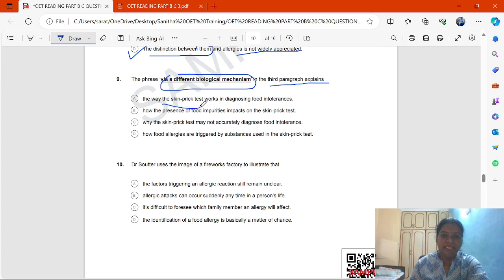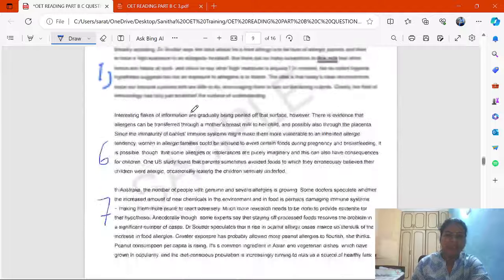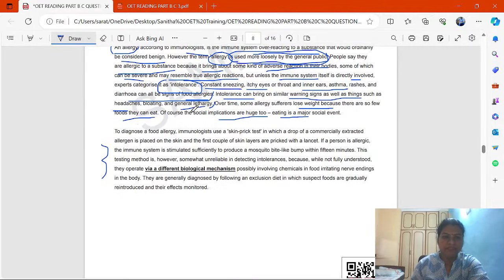The first option: the way the skin prick test works in diagnosing food intolerance; how the presence of food impurities impacts the skin prick test; why the skin prick test may not accurately diagnose food intolerance; how food allergies are triggered by substances used in the skin prick test. We are going to find out this answer. Then we come to the next paragraph, paragraph number 3.